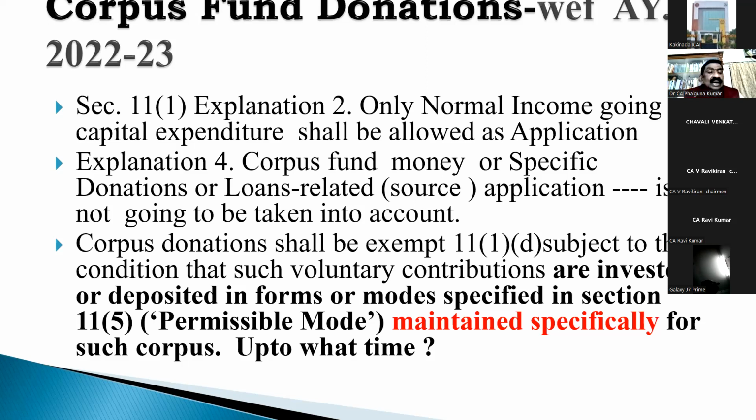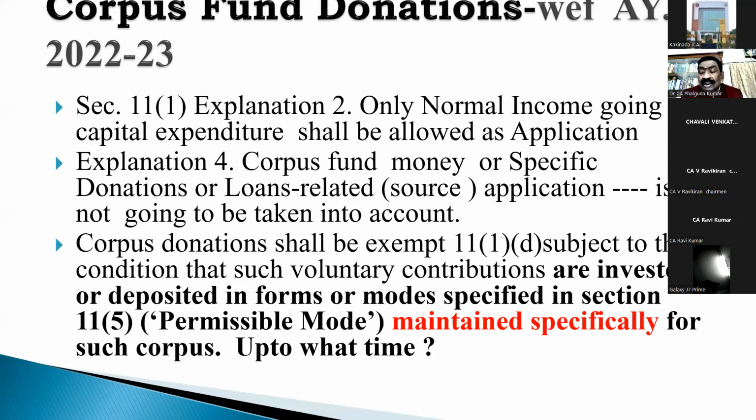The liability side corpus fund donations, or else if you prepare a receipts and payment account, earlier this condition was not there. People use this 11(1) corpus fund specific direction donations for revenue expenditure also claim application. That is not there now. You have to keep it in 11(5) mode investments only. If once applied for revenue expenditure, that 11(1) exemption is not there.